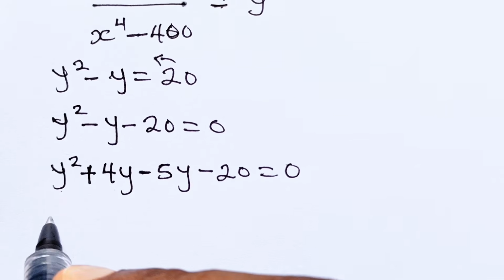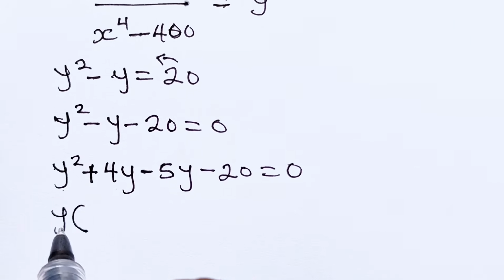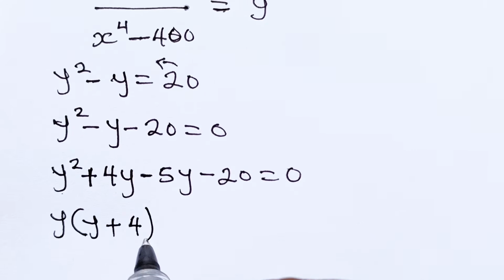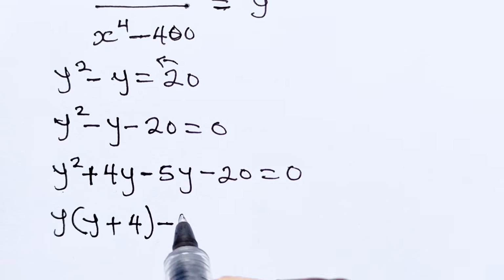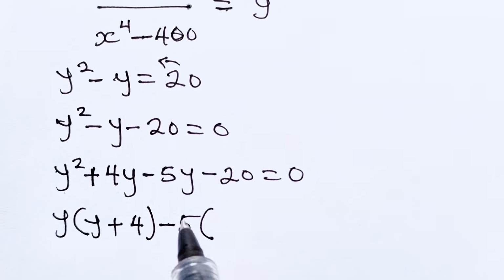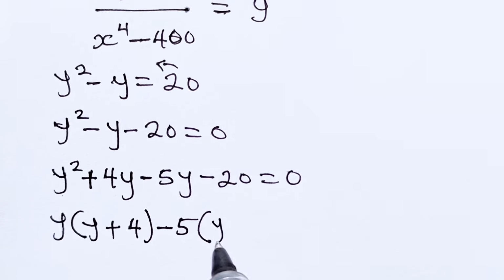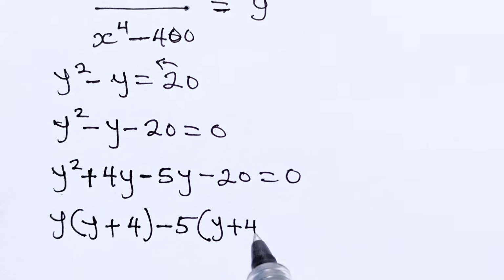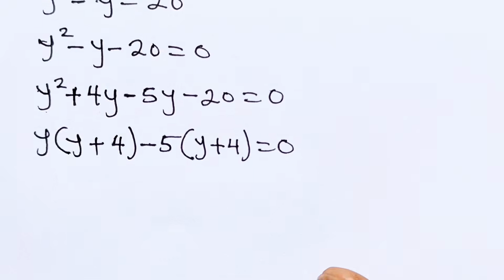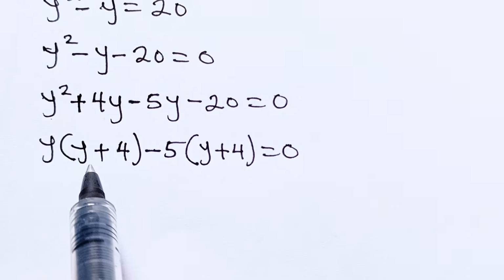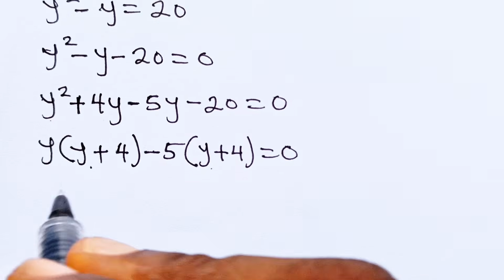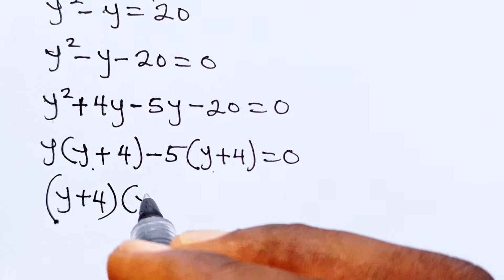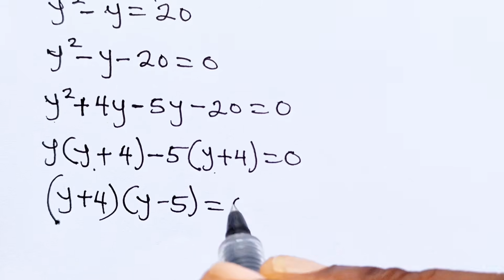This and this have y in common. Y squared divided by y is y, plus 4y divided by y is 4. Then here we have negative 5 in common. Minus 5y divided by minus 5 will give you y, and minus 20 divided by minus 5 is plus 4, is equal to 0. Alright, now we have y plus 4, y plus 4. So that's the common factor, and this will remain, y take away 5, and this is equal to 0.